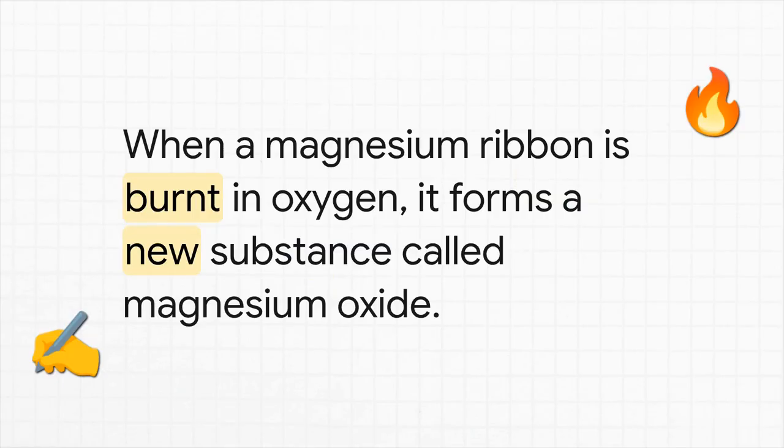Okay, so we could start by just describing it in a plain old sentence, right? When a magnesium ribbon is burned in oxygen, it forms a new substance called magnesium oxide. And look, this sentence is totally accurate. It tells us what we start with, magnesium and oxygen, and what we end with, magnesium oxide. But it's a bit of a mouthful, isn't it? A little clunky. Scientists knew there had to be a better, faster way.